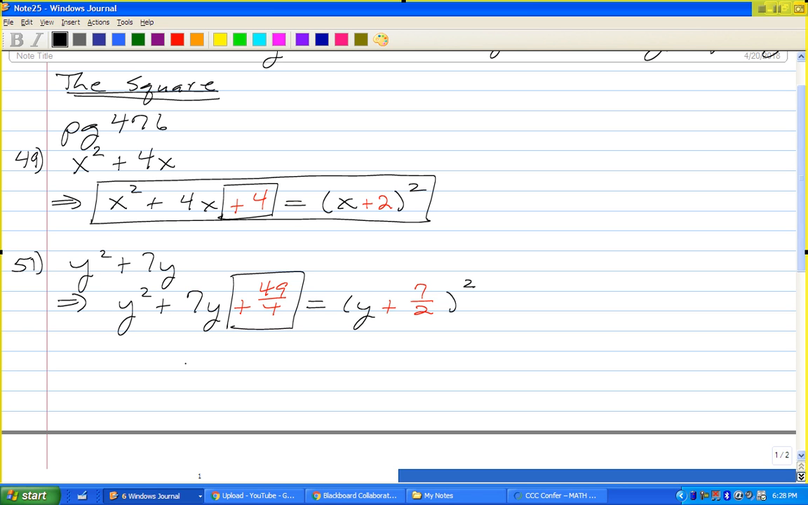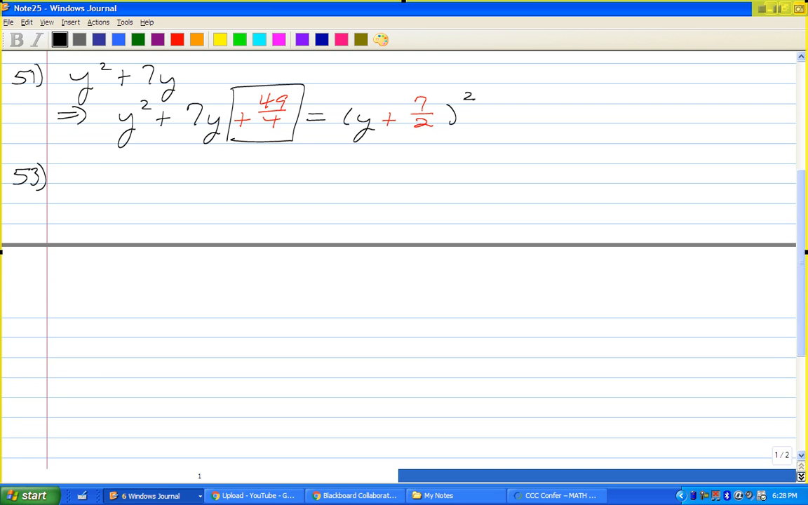Let me do problem number 53. p squared minus 6p. Since there's a 1 in front of the p squared, let me take negative 6 divided by 2. Negative 3 squared is 9. So if I add 9 to my expression, I get a perfect square.